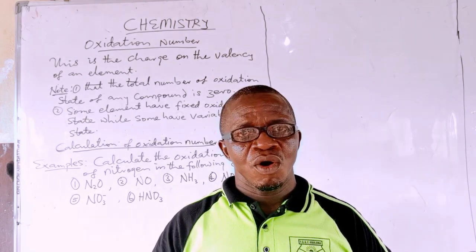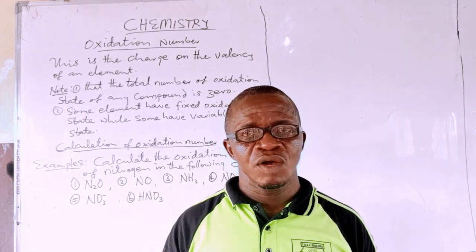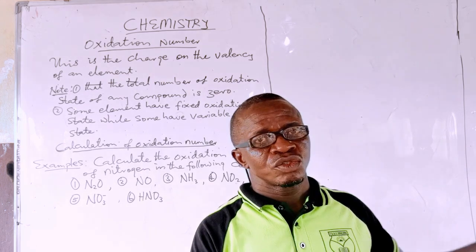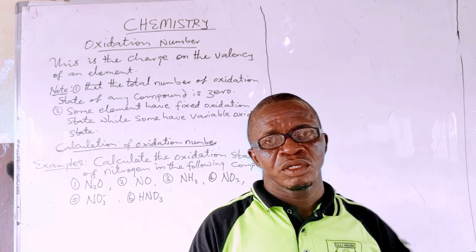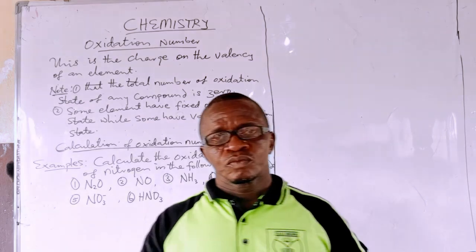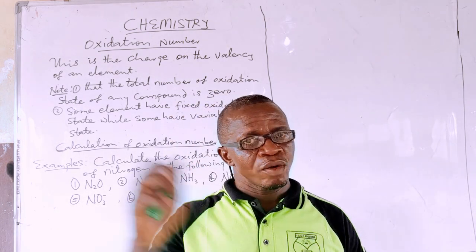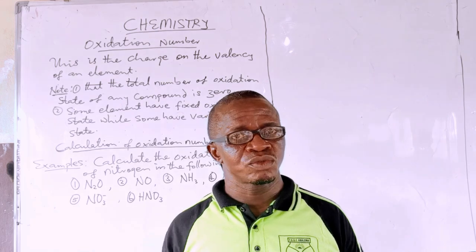Like oxygen. When you see oxygen, you remember that oxygen will borrow 2 electrons to make the outermost shell to be 8. Now, the minus 2 that comes in, remember when you borrow in, you carry minus.